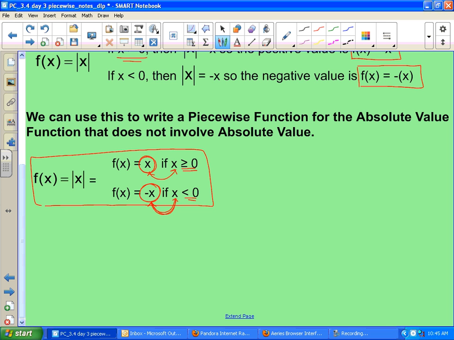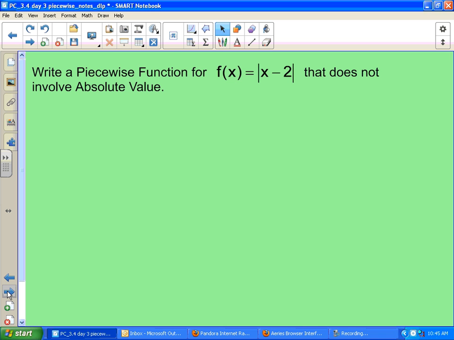So if that was the absolute value of x minus 3, for example, then I'd say f of x equals x minus 3 if x minus 3 is greater than or equal to 0, and f of x would equal negative of x minus 3 if x minus 3 is less than 0. We're going to take a look at one of those right now. This one. f of x equals the absolute value of x minus 2. So we're going to have a positive gut of x minus 2 and a negative gut of negative x minus 2.